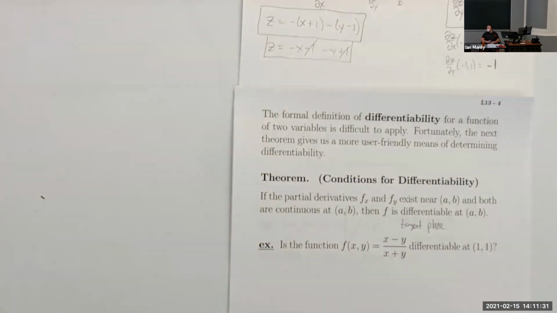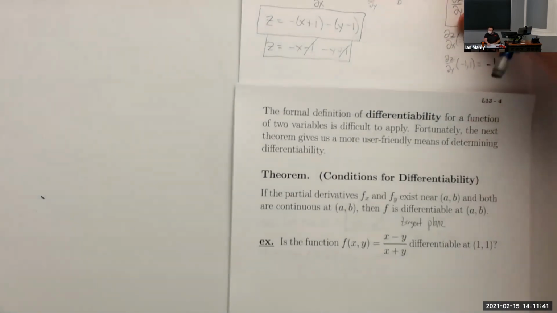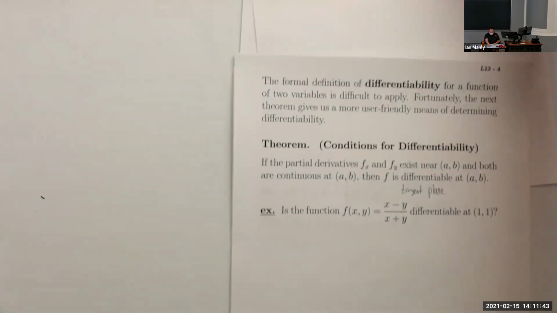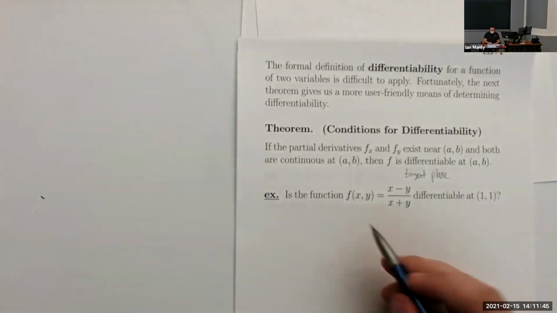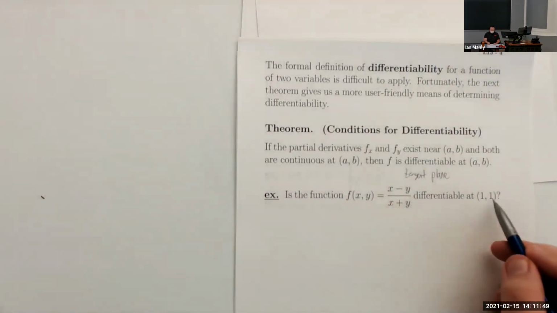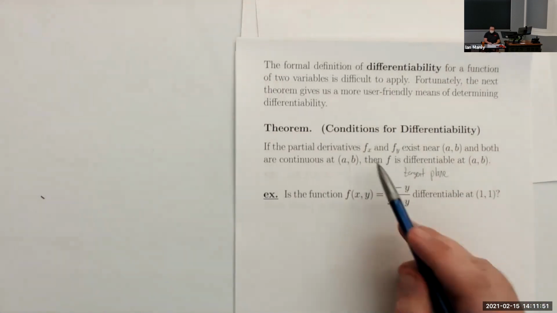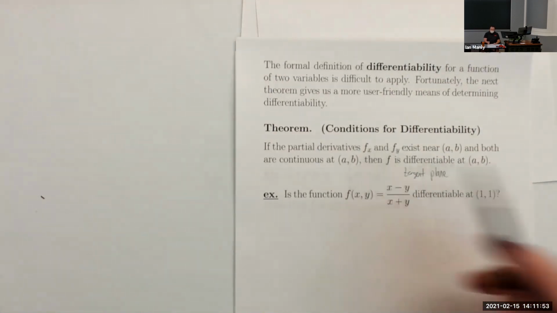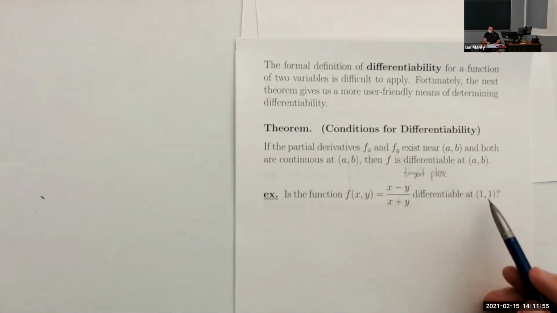All right, so that's our condition here. We need to see not only that the partial derivatives exist there, you might think that would be enough, but we also need to see if they're continuous. So let's check that for this problem right here. Is the function f of xy equals x minus y over x plus y differentiable at the point 1, 1? Well, in order to do that, we need to find both of our partial derivatives and then see if they're continuous at the point 1, 1.